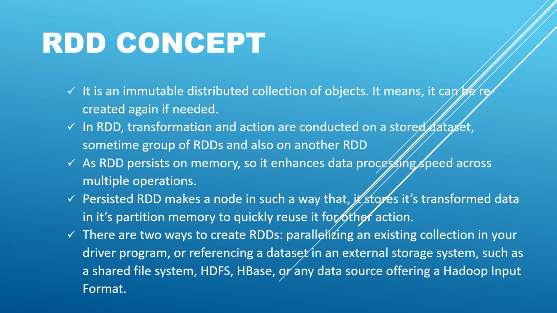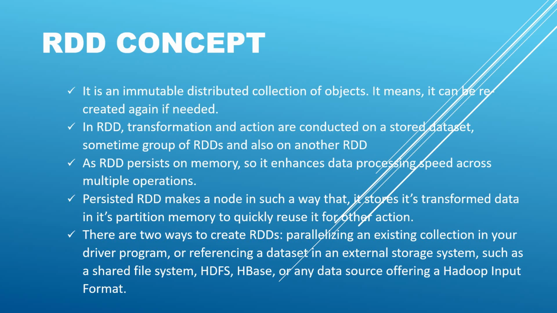As RDD persists in memory, it enhances data processing speed across multiple operations, and that's why it enhances the data processing speed compared to Hadoop. Because Hadoop is an on-prem system, but RDD in Spark occurs in memory only. That's why it is much faster compared to Hadoop.